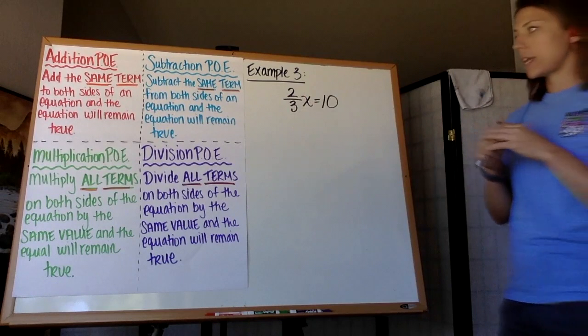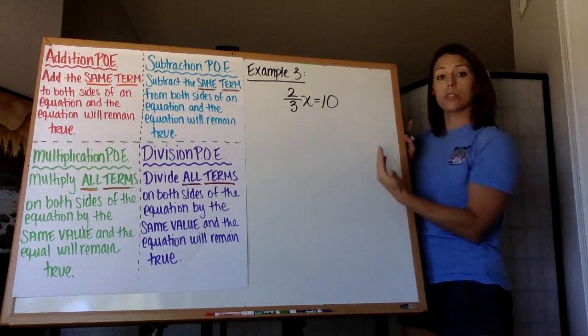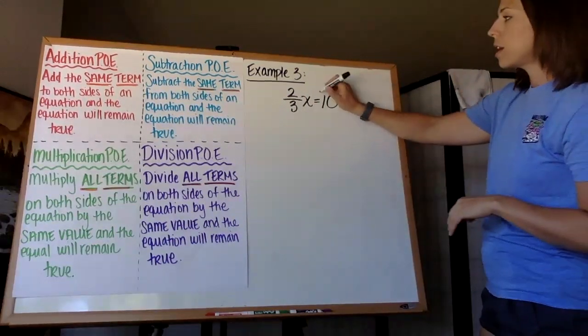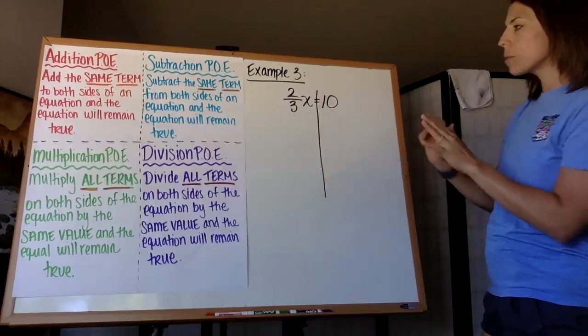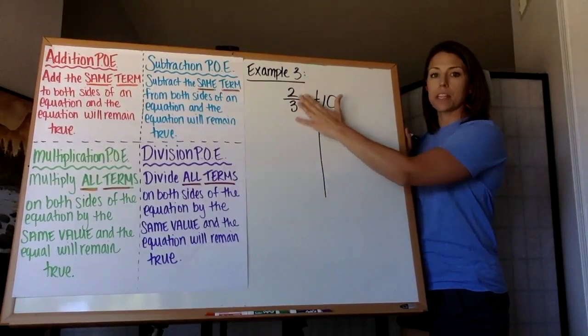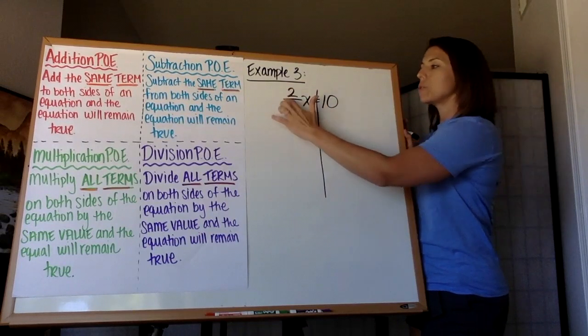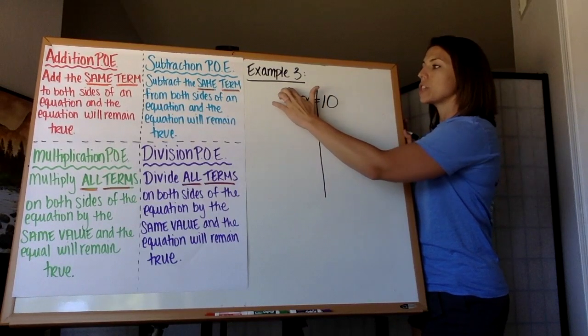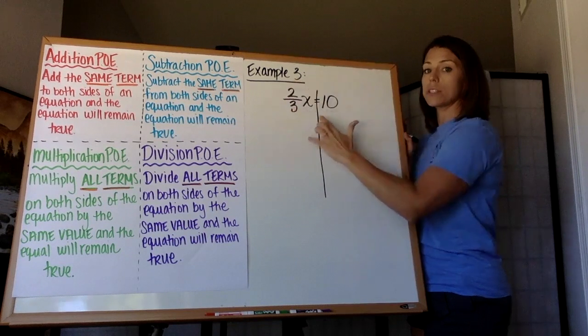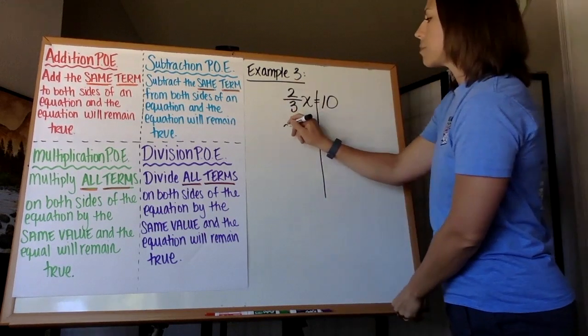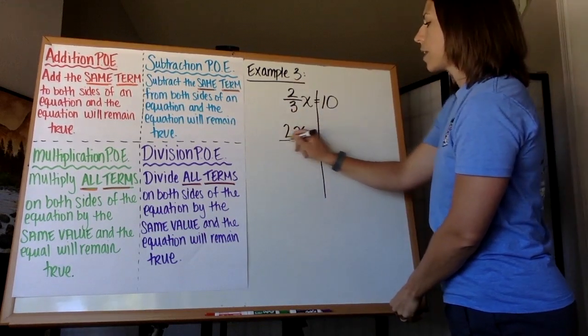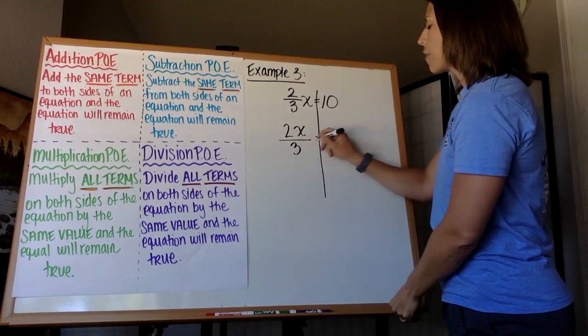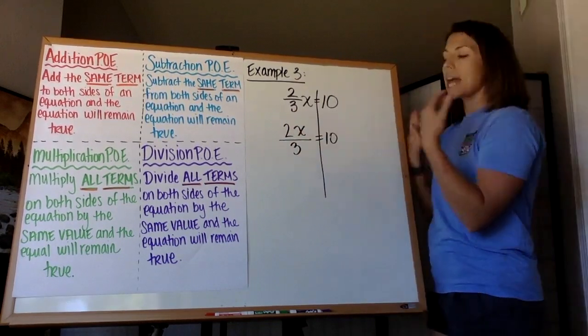Now, there's 2 ways to do this. There's the longer way and there's the shorter way. I'm going to show you both. For the longer way, the first thing we're going to do is rewrite this so that we feel a little bit more comfortable with it. Instead of 2/3 times x, we're going to change this to 2 times x, all divided by 3. We're going to basically move that x into the numerator, and turn this fraction into a quotient.